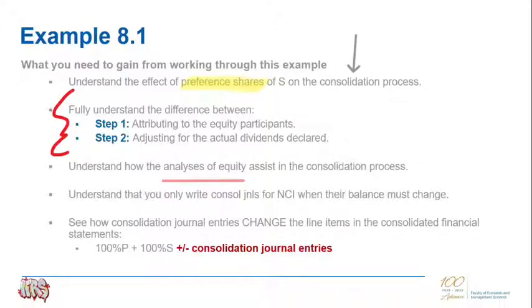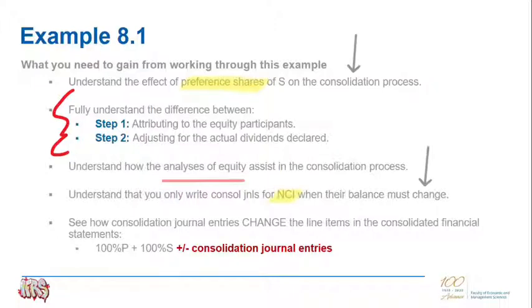This concept of non-controlling interest, remember, non-controlling interest only exists in the group, so if you want their balance to change, you need a consolidation journal entry. But something you need to look out for is the instances where it's not necessary to write those consolidation journal entries because the balance in your NCI should not change. Look out for that. We'll look at examples with that effect.